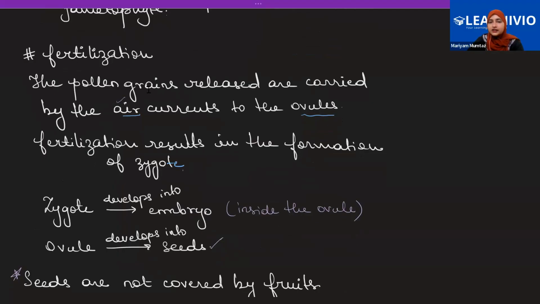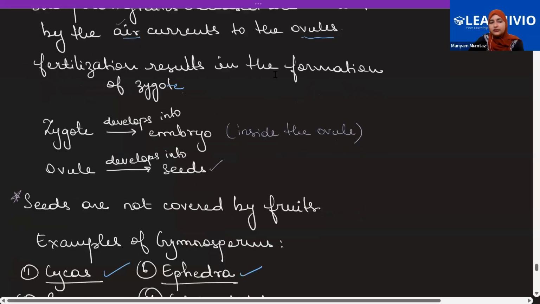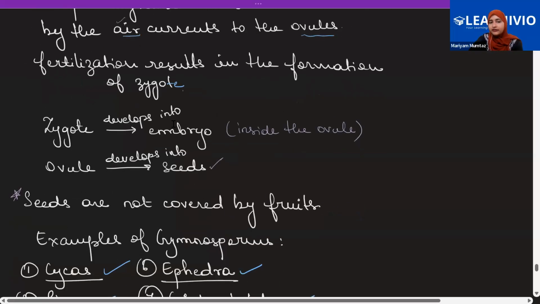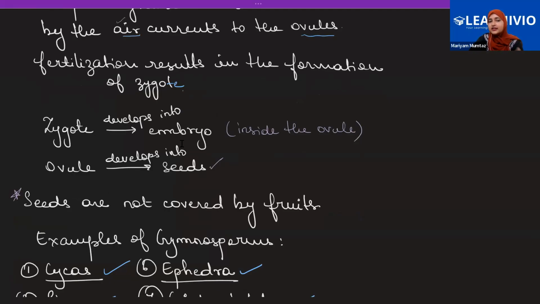Now, the pollen grains are released and carried by the wind. With the help of wind, the pollen grains are carried to the ovules of the female plant. Then when the pollen grain fuses there, it will become a zygote. That process is called the fertilization process. This zygote will develop into the embryo and the ovule will develop into the seed. So inside the seed, there will be the embryo.